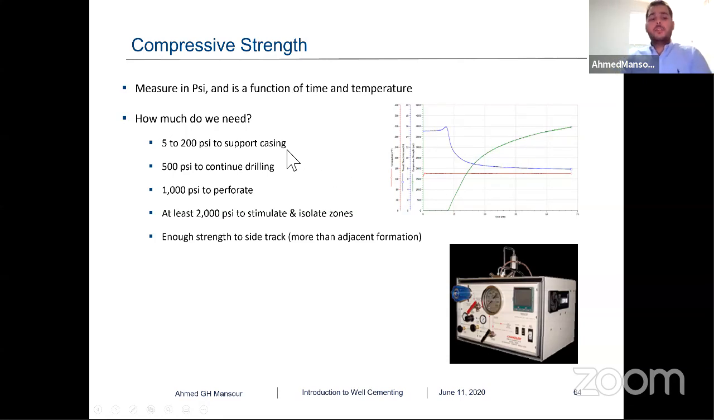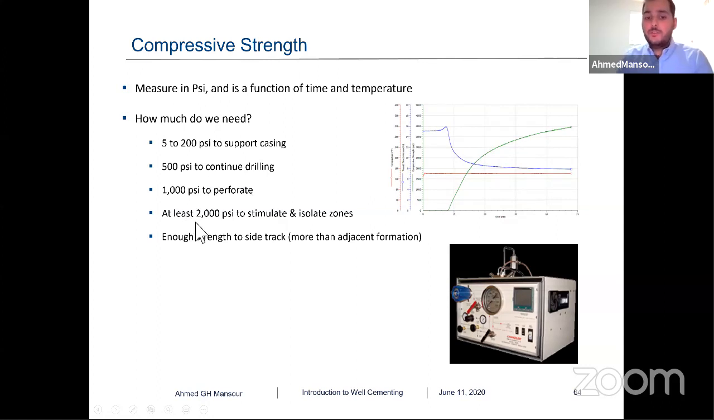You may ask why we need this result, why we need compressive strength. For many reasons. For example, to know how long it's going to take the cement to support the casing. Another thing, if the drilling engineer would like to start drilling the next string, he would like to know how long he should wait until the cement develops 500 psi of compressive strength. For example, if it's going to take 5 hours for the cement to develop 500 psi, that means they need to wait 5 hours before they start drilling.